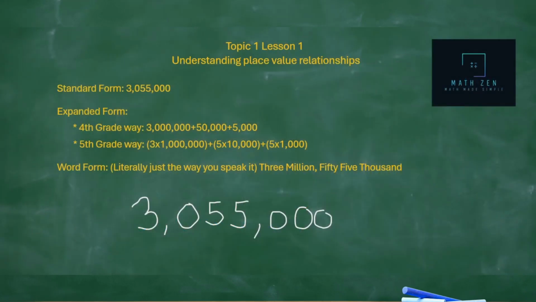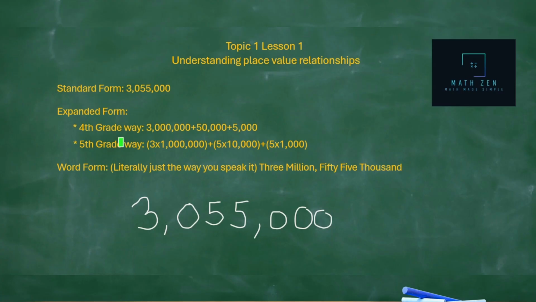All right, now continuing in Topic 1, we're going to go over standard form, expanded form, and word form. Those are the 3 types of ways that you can write numbers. The first one, standard form, is literally exactly how you normally see numbers. Nothing special about it. Then expanded form, we're going to go over 2 different ways here. We're going to go over the way that you were probably taught in 4th grade, and then the way that you're expected to do it here in 5th grade. And then finally, we go over word form, which to me, again, is one of the easier ones because it's literally the way that you say the number.